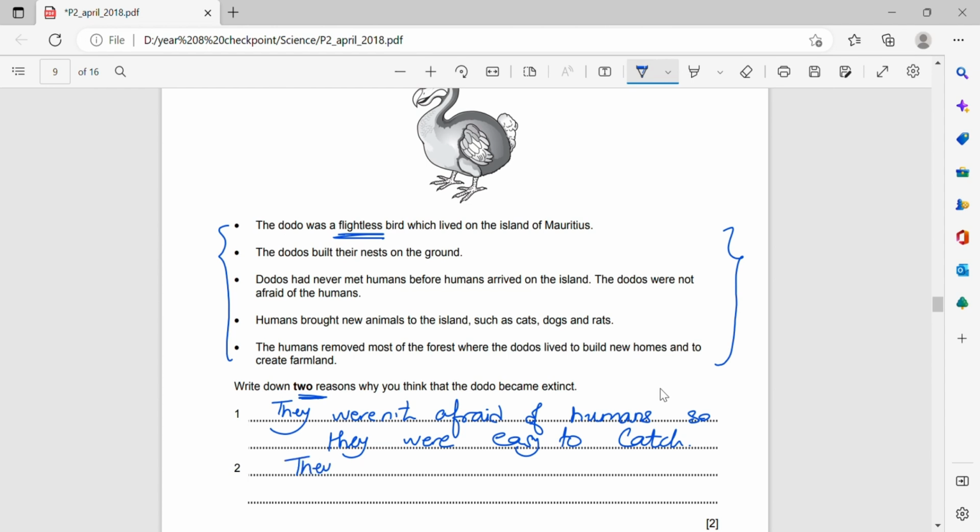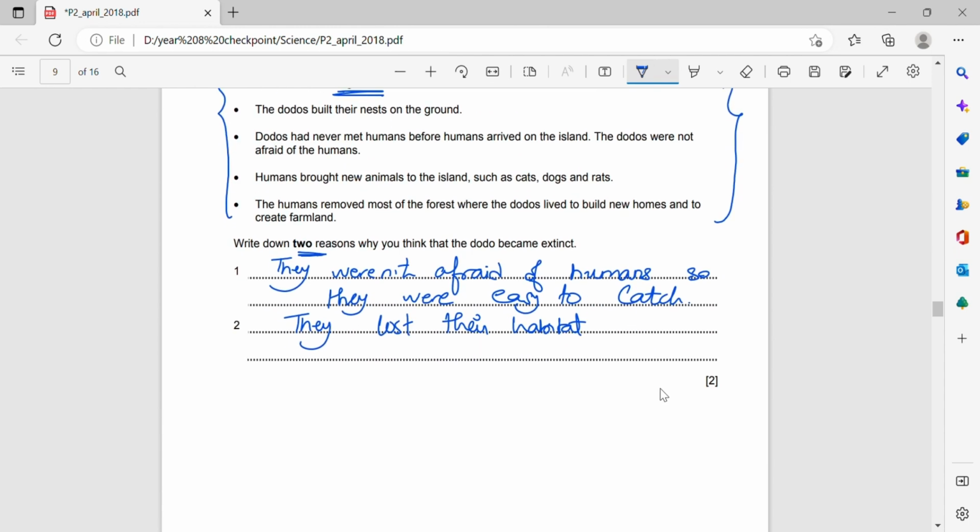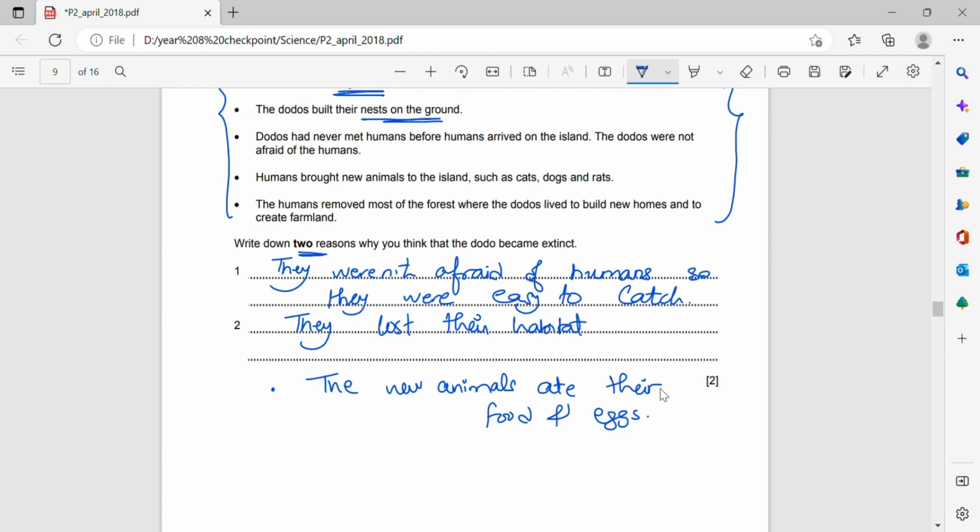They lost their habitat. This could be the second reason. If someone else writes, the new animals ate their food or eggs, it's also considered correct. The new animals ate their food and eggs, because it's mentioned here they built their nests on the ground, so easy for the new animals to eat their food and eggs.